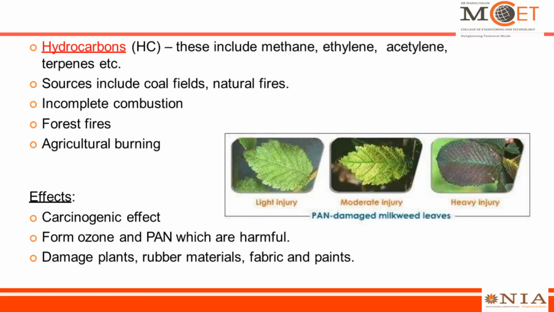Hydrocarbons, these include methane, ethylene, acetylene, terpenes, etc. Sources: coal fields and natural fires. Incomplete combustion is also one of the reasons for formation of hydrocarbons. Forest fires, agricultural burning. Effects: causes carcinogenic effect, that is cancerous problems, right? Formation of ozone and PAN, which are harmful. PAN is a secondary air pollutant. Damages plants, rubber material, fabric and paints.